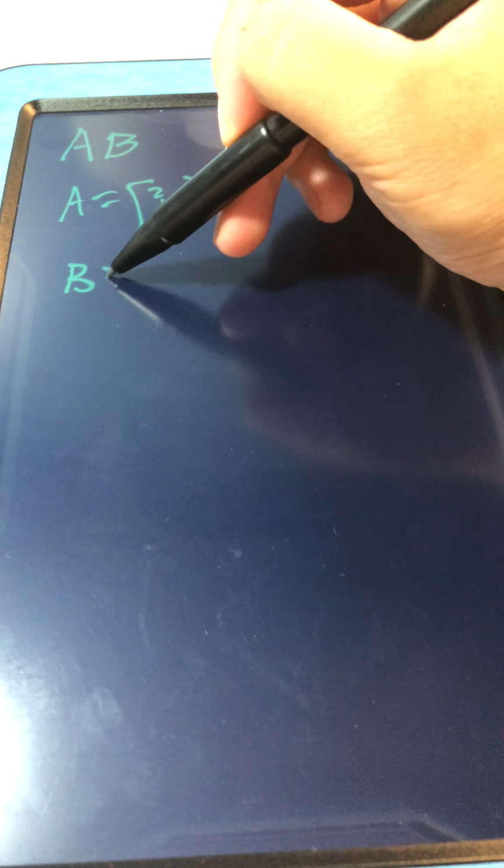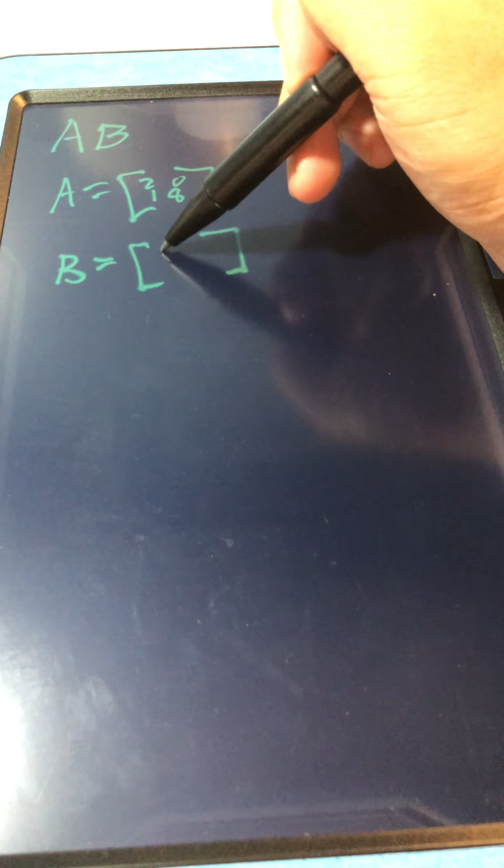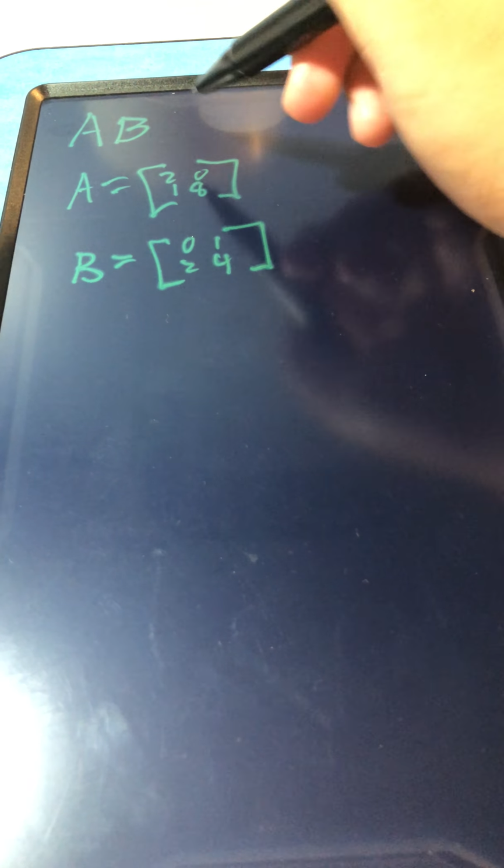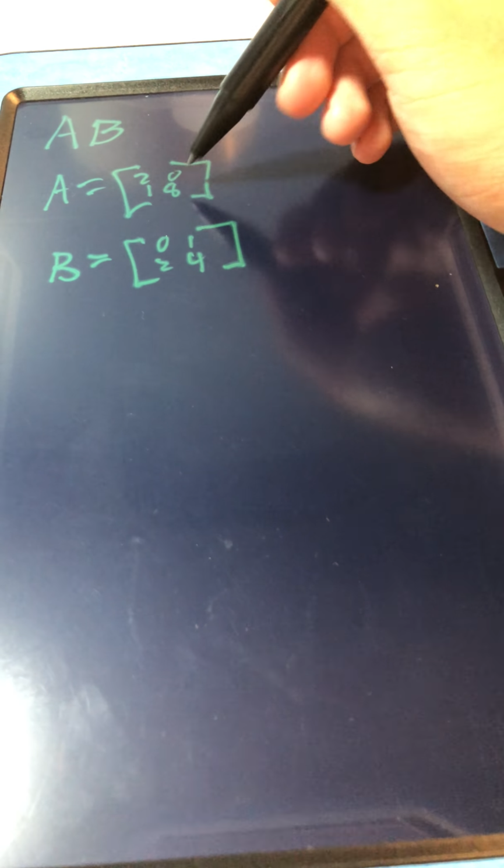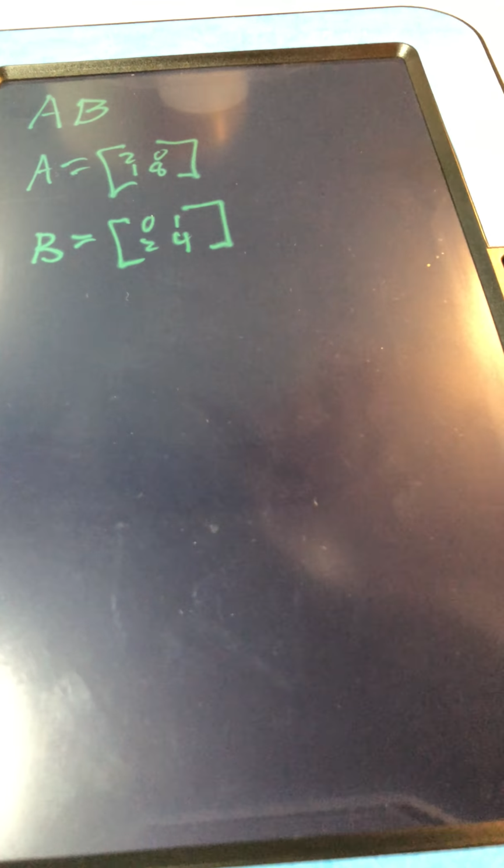So, for example, let's have A times B. A is equal to this matrix, which is 2, 0, 1, 8. And B is equal to this matrix, which is 0, 1, 2, 4. Okay, so let me just tell you this now. You cannot rearrange these numbers. When these numbers are here, they're here.